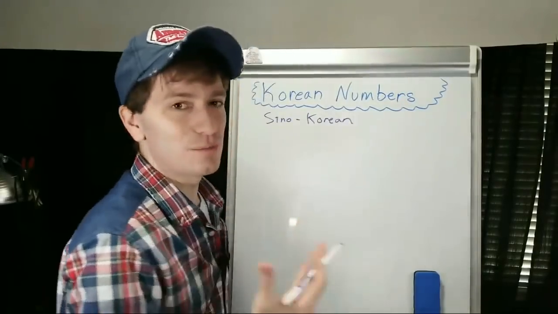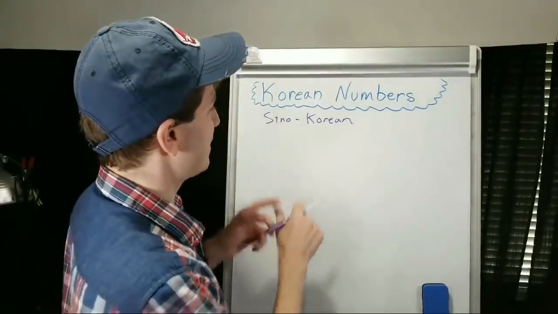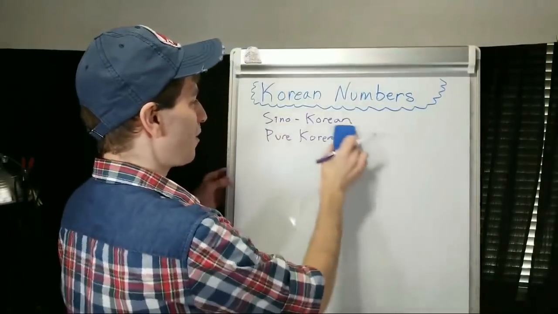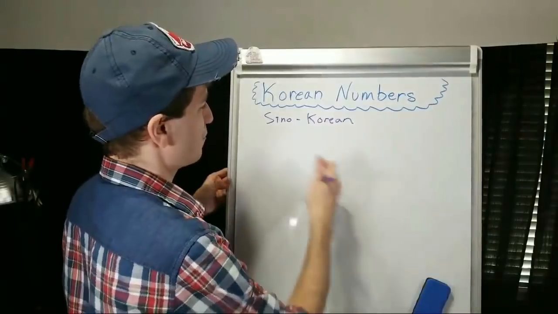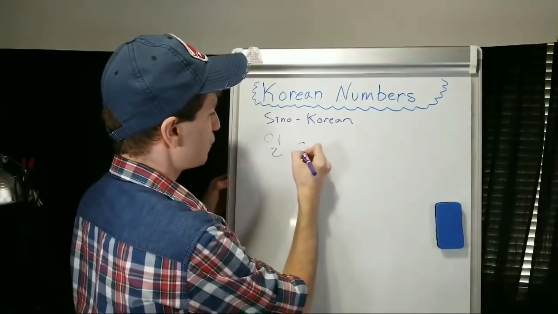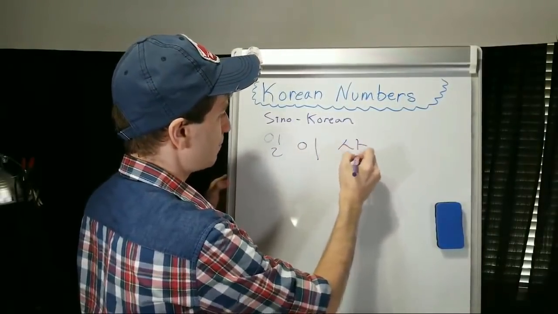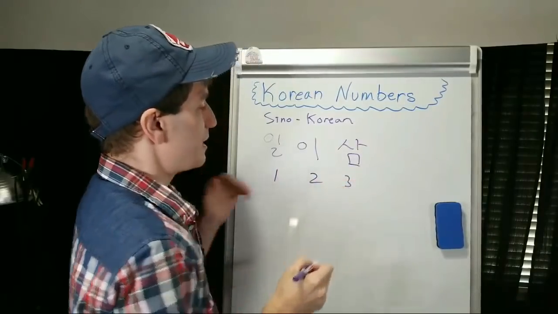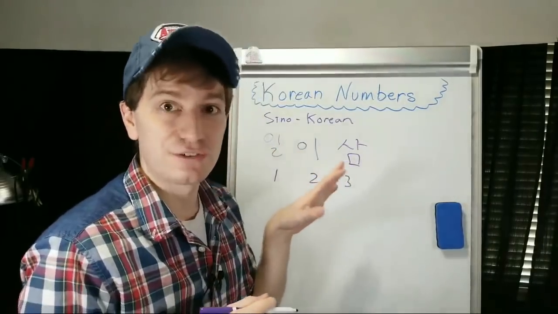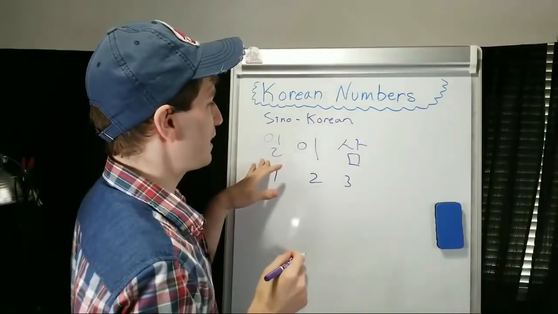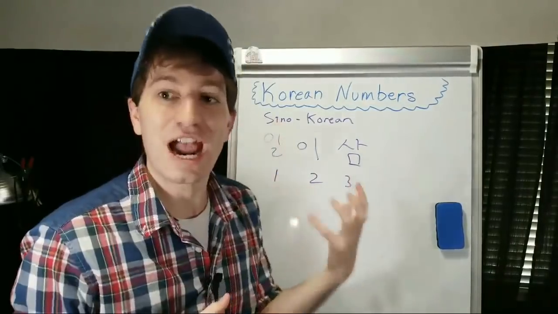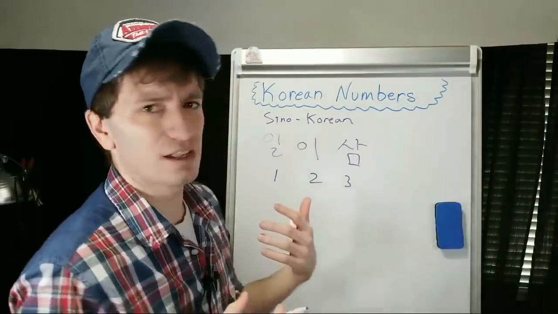Korean has two number systems. It has Sino-Korean and there's pure Korean. This Sino part is actually a word that comes from the word China. I'll just give you the first two. 1, 2, 3. These numbers are actually not originally from Korea. These are Korean pronunciations of Chinese words, and they came over to Korea a long time ago.